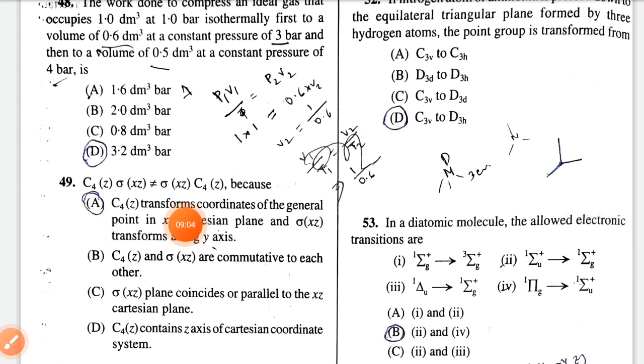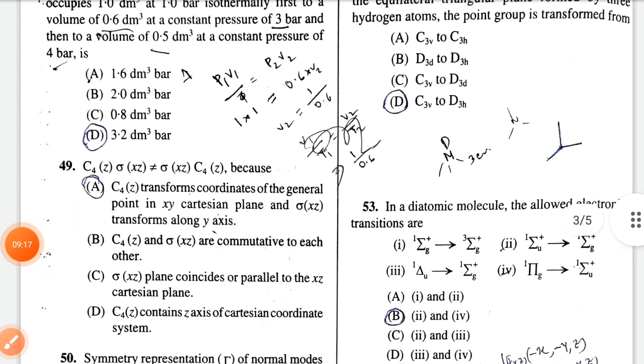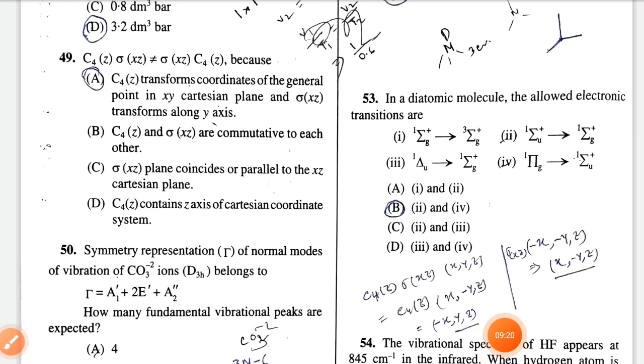Next, this question is from group theory, 49. C4Z and sigma xz not is equal to sigma xz C4Z, because here the correct option is option A. I can calculate this in this way. Here let's see, the two values are different, so this is not equal. So we can conclude that C4Z transforms coordinates of the general point in the xy Cartesian plane, and sigma xz transforms along the y axis. So the correct option is option A.